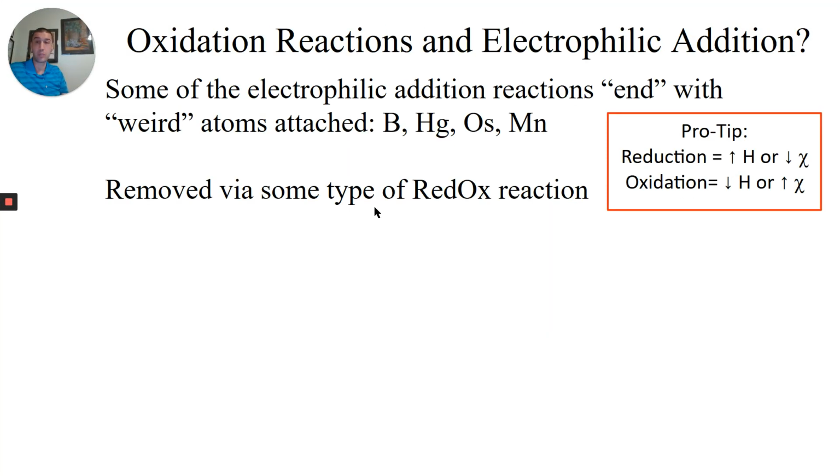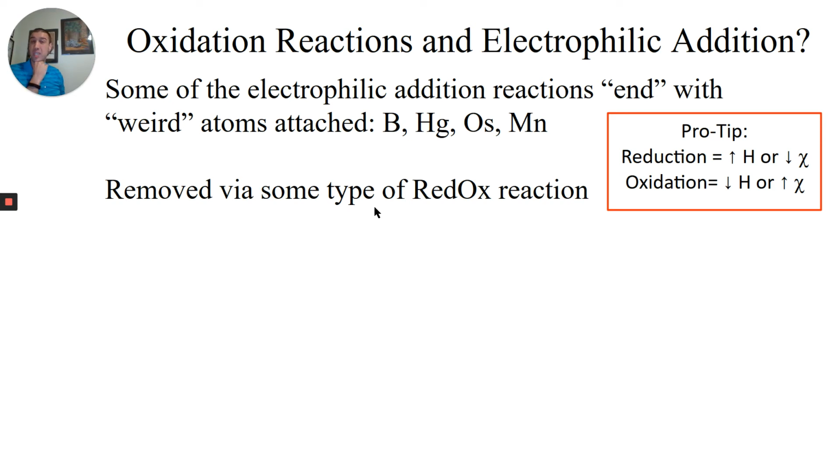Okay? So the next part here is now addressing some of the oxidation reactions that get tied to these. So a lot of these reactions will end, and we'll see why, in quotes, with weird atoms connected. What are weird atoms? Well, if you go all the way back to OChem 1 from my class, we highlighted that we're looking at nitrogen, carbon, oxygen, halogens, and hydrogen. Okay, so it comes in about 10 elements. Boron is not one of those, neither is mercury, osmium, or manganese.